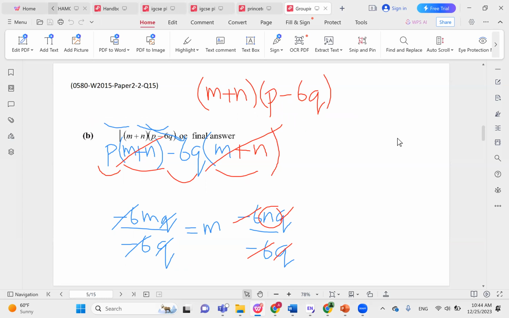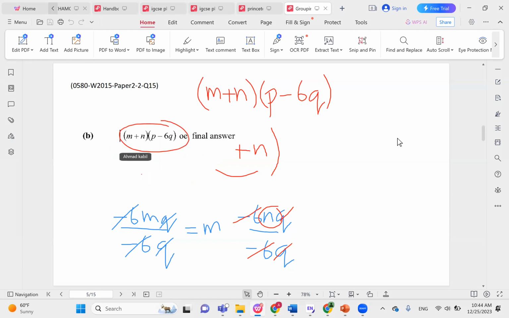So if we compare to the final answer, let me just erase some of the steps. You can see, obviously, that we have obtained the same final answer. m plus n multiplied by p minus 6q.